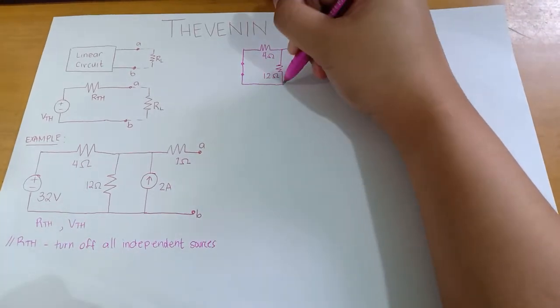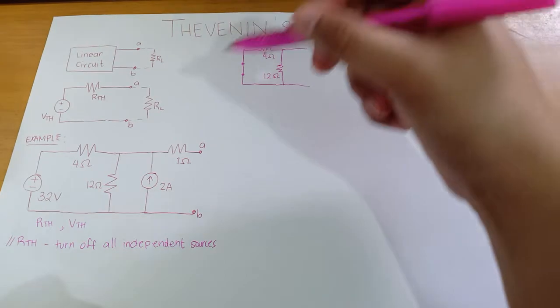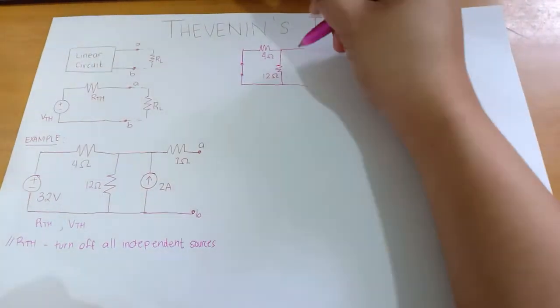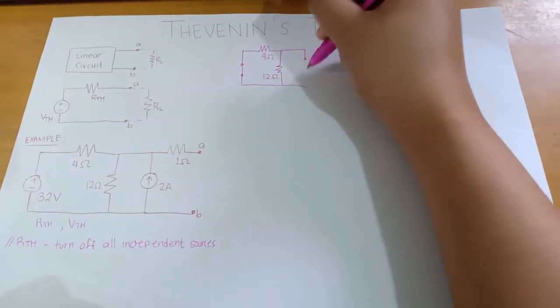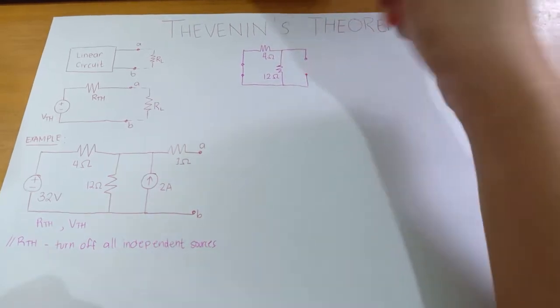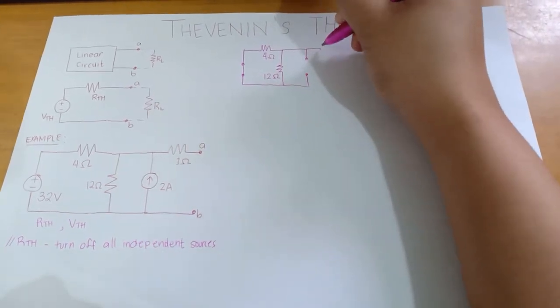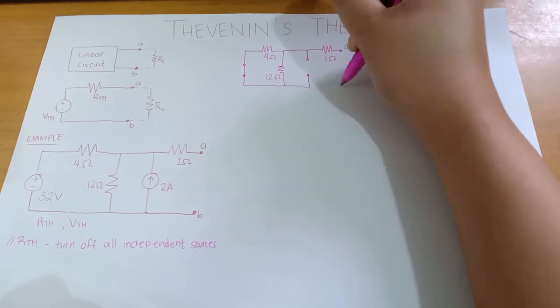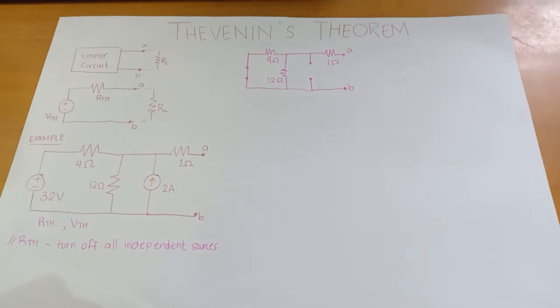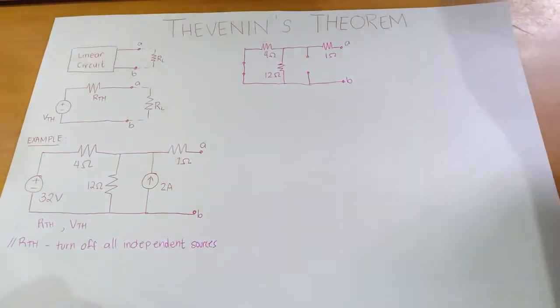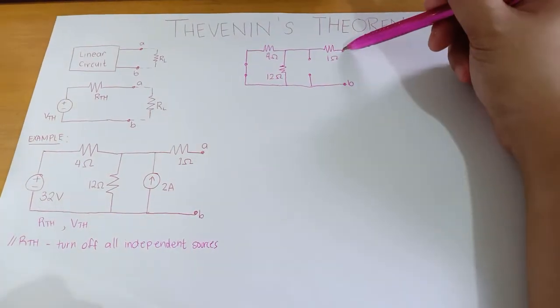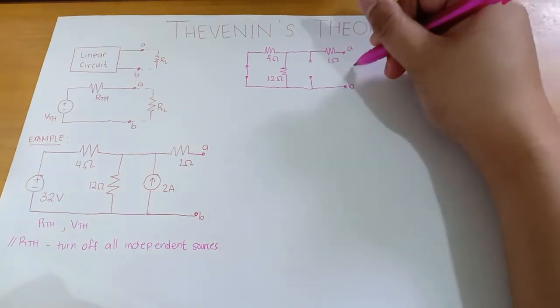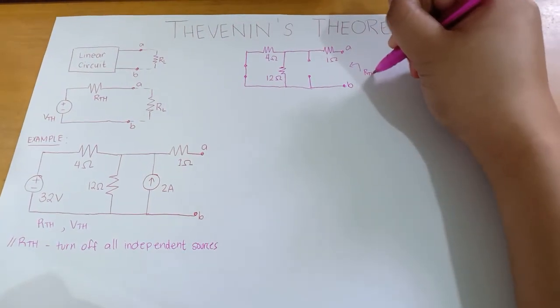So, next, meron pa tayong isa pang independent source, yung ating 2 amperes. So, kapag current source, pag turn off, open siya. Ayan. Then, yung 1 ohm. So, ano daw ang mame-measure natin ditong resistance sa points A and B? So, kunwari, meron kayong probe, lagay nyo dyan, probe. Ano yung masusukat nyong resistance?